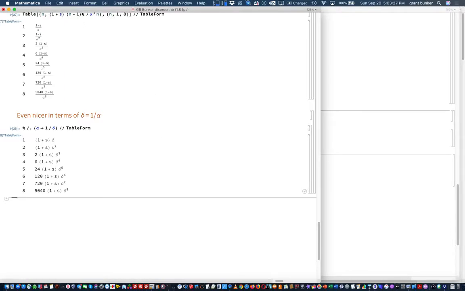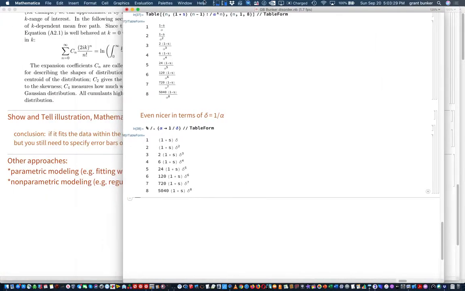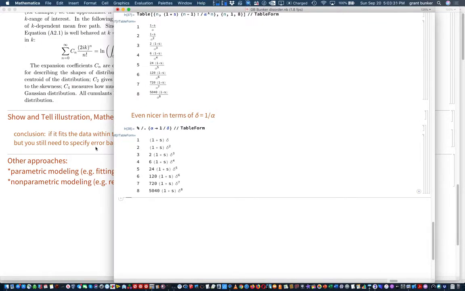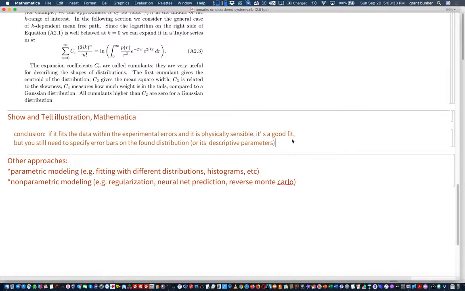All right. Now, the point is, and I'm going to stress this here, if you can fit your data within the experimental errors, it's a good fit, and it's physically sensible, of course. But the key thing is you still need to specify error bars on the distribution that you found. Otherwise, it's not of much use. Anybody can sketch a curve, and unless you say how far you can depart from that curve and still get a good fit, then that's not terribly useful.